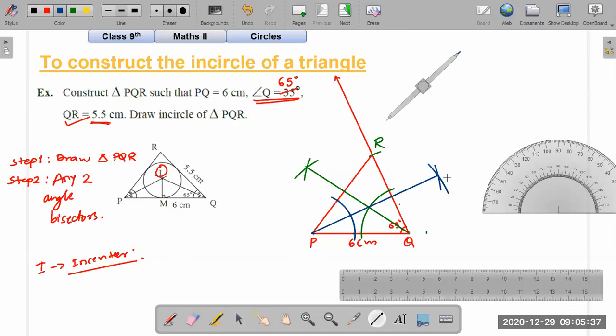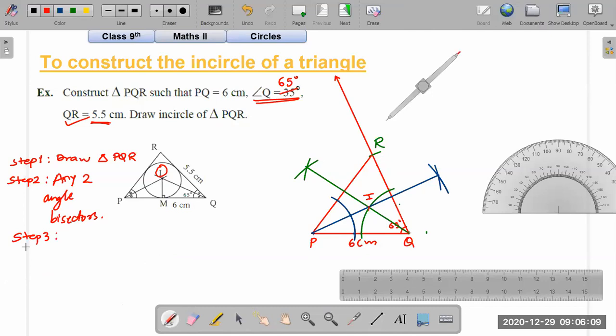Okay, and once you get the point of intersection of these two angle bisectors, one angle bisector is the green one and the second is the blue one, the point where both of them meet is the incenter, and you can label it as I. Okay, so we label that point as I. Now step three, a very important point, step three.